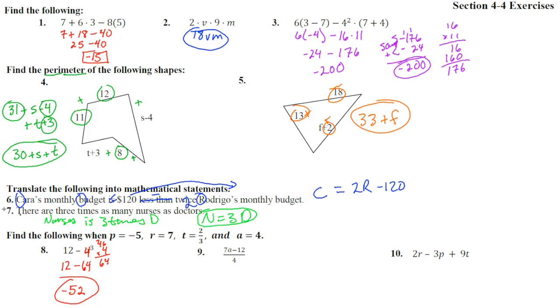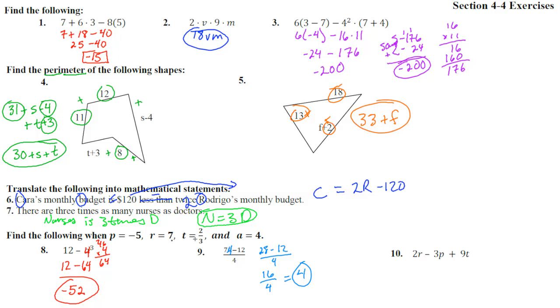Number 9. 7 times A, which is 4, 7 times 4 minus 12, so that's 28 minus 12 all over 4. That's 28 minus 12 is 16 over 4. That comes out, oh, it comes out nice to the number 4. Good. Number 10. Let me see.